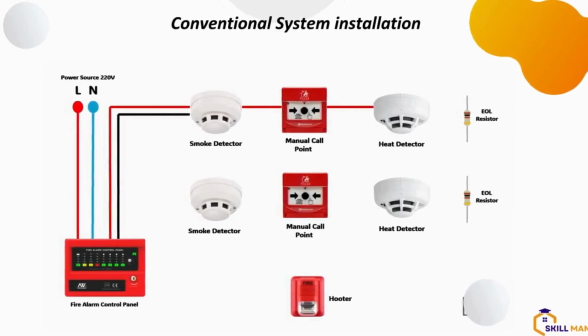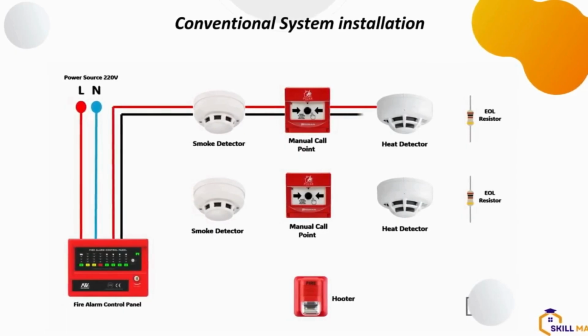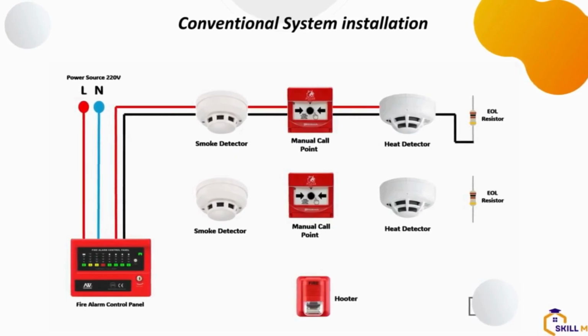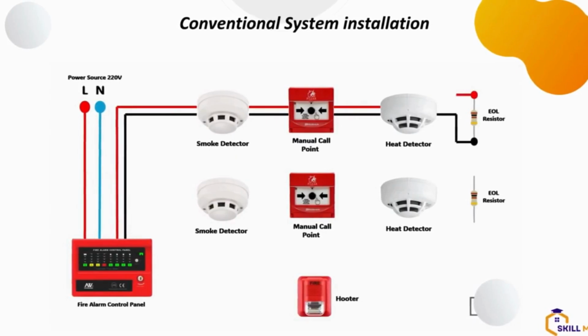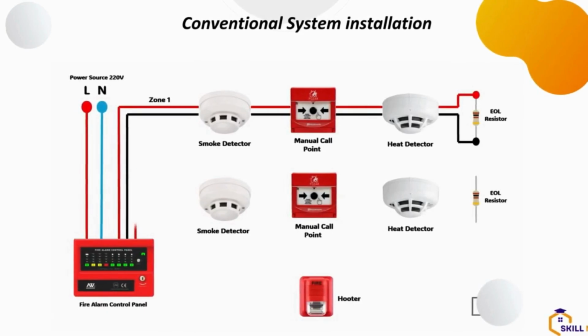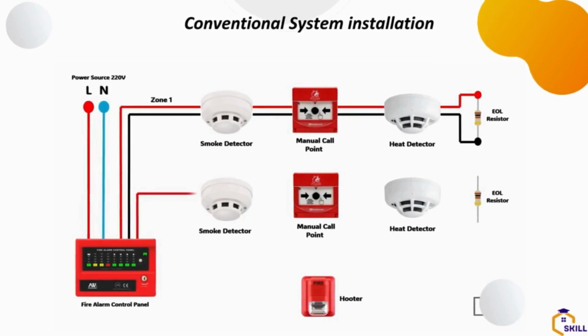It's going all the way from the control panel to the first smoke detector, from the smoke detector to the manual call point, from the manual call point to the heat detector, then that's the last device on the line, on the chain. So if it's 10 devices, you have to loop them together like this. And the last one will have the end of line resistor. This part is very important.